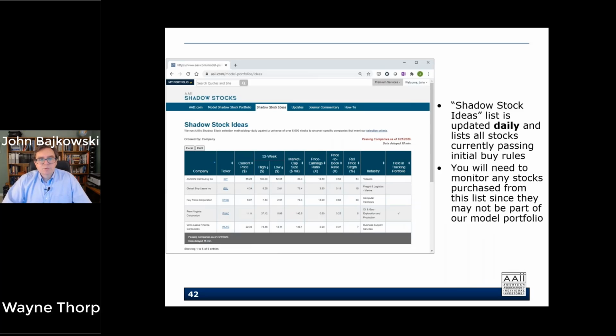Furthermore, if you want to research some ideas and get a sense, or build your own portfolio using the shadow stock rules, there's a tab called Shadow Stock Ideas. It's updated daily. 5 stocks passed today. These are the stocks that passed the initial rules for being a shadow stock. So they have positive earnings, the market cap is below 300 million, the price to book is below 0.90, and price to sales is less than 1.2. These are the basic initial criteria we might take a look at. The Shadow Stock Ideas tab gives you that.